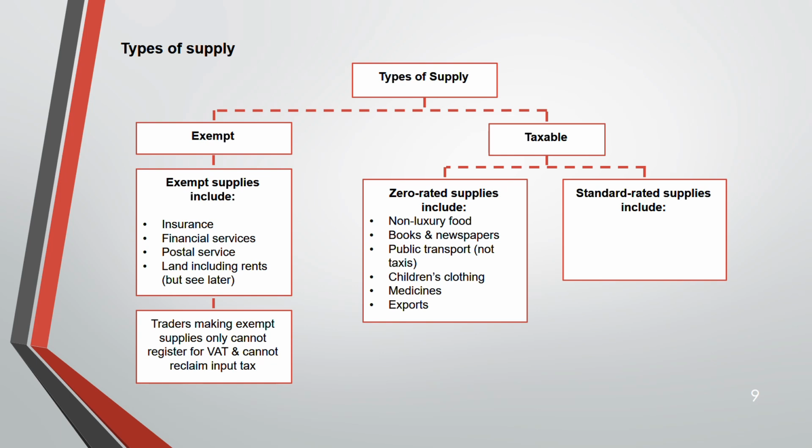The difference between exempt and zero rated is, if you are zero rated, you can reclaim the input tax. Why? You are registered for VAT. It is 0%, yes, but you can reclaim the input tax. That is the advantage. Exempt means you can't reclaim the input tax. And standard rated is everything else other than that which is exempt and zero rated, charged at 20%. Now, there's also a reduced rate of 5%, we'll see later.